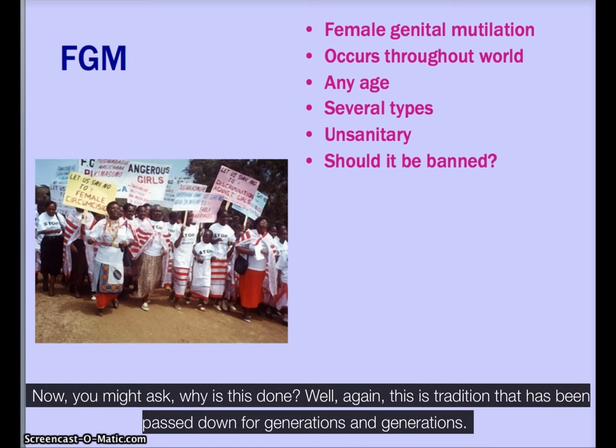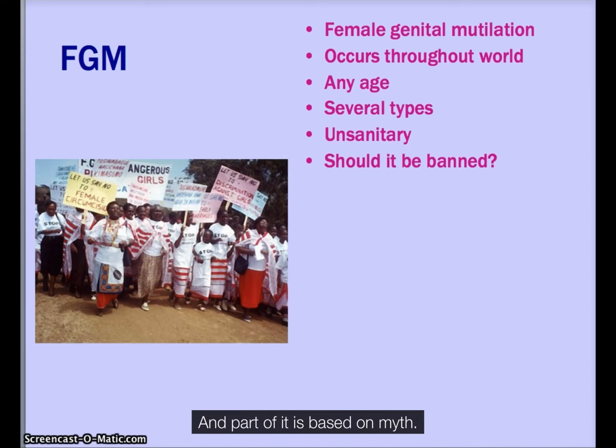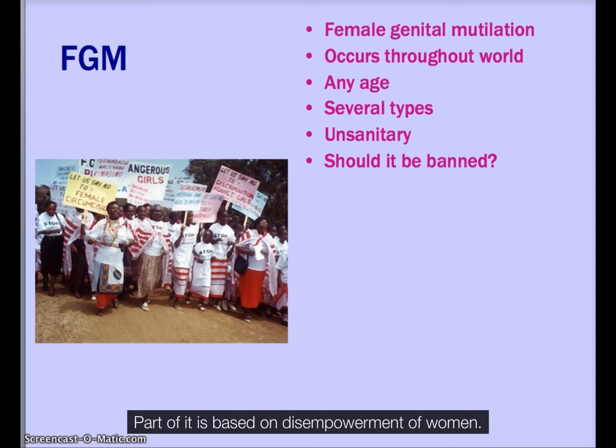Now you might ask, why is this done? Well, again, this is tradition that has been passed down for generations and generations. And part of it is based on myth. Part of it is based on cultural aesthetics. Part of it is based on disempowerment of women.